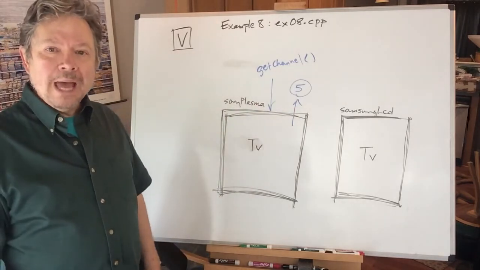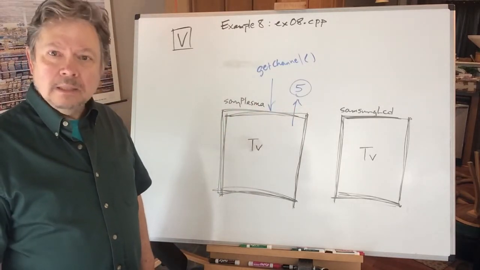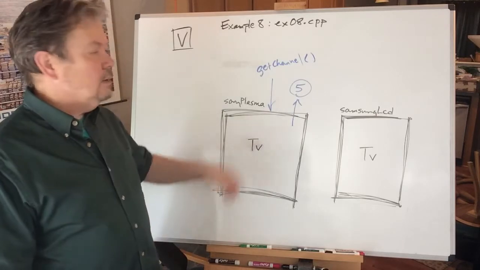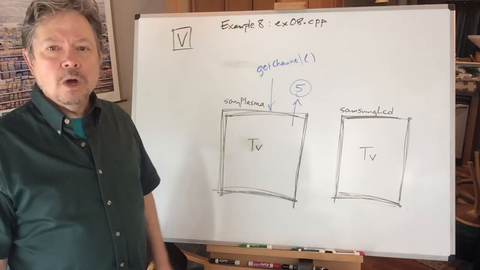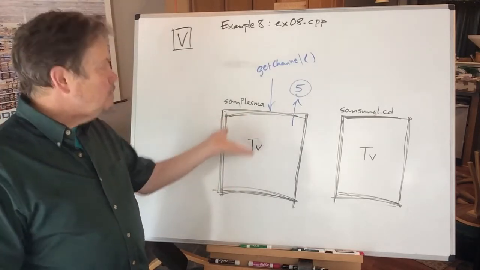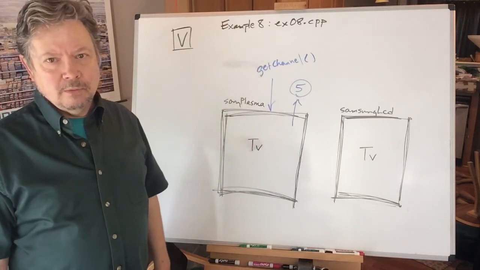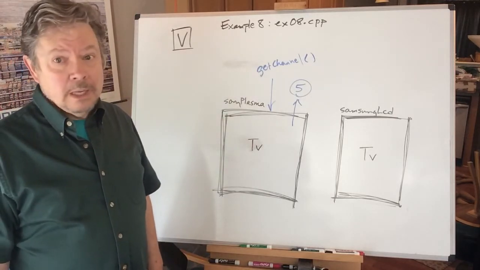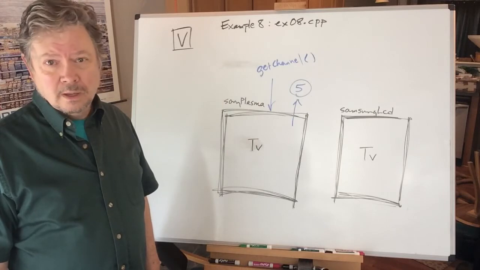totally opaque to the main program, meaning the main program couldn't figure out where that channel value came from even if it wanted to, aside from it being the return value of an accessor member function. That's all the main program needs to know.